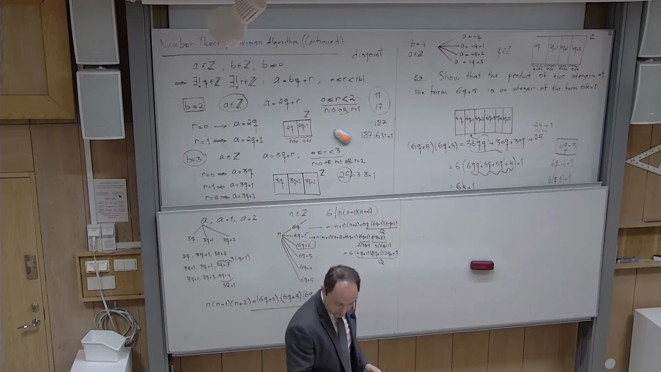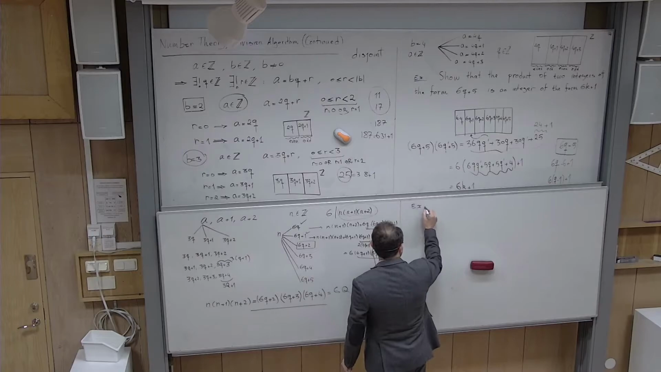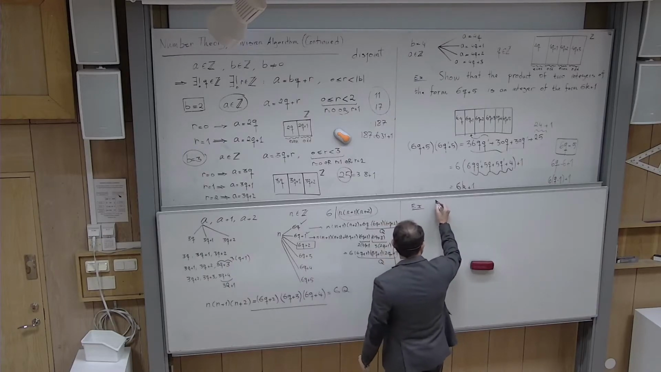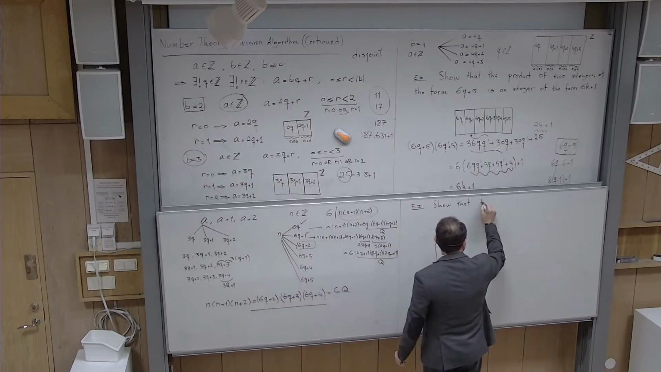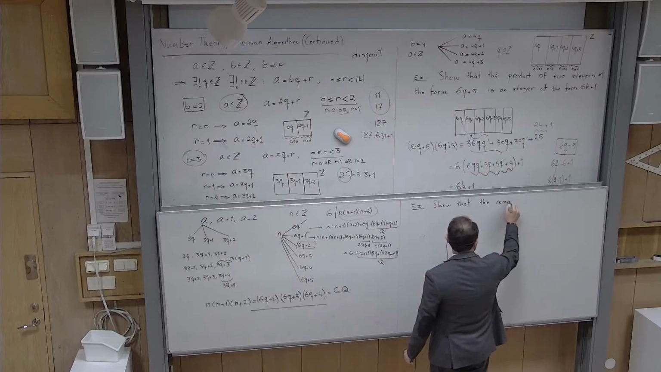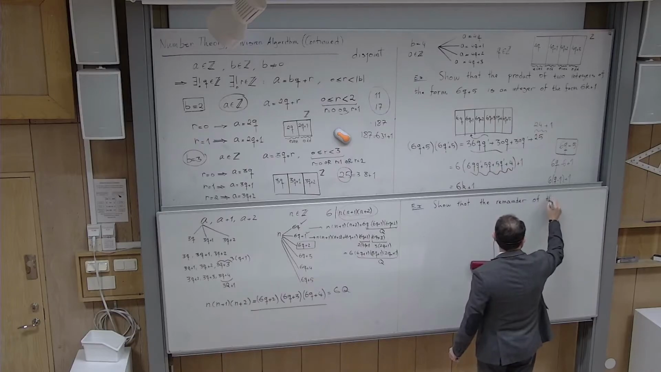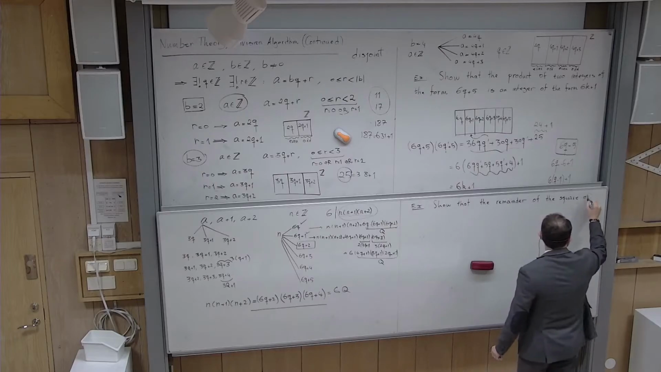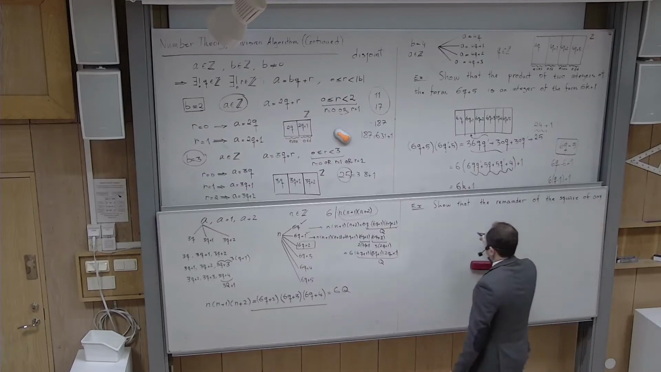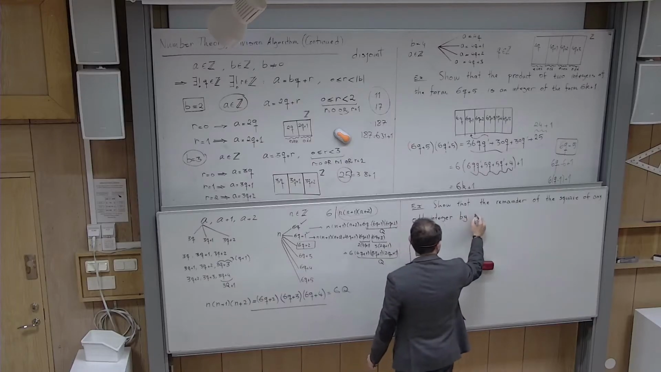So show that the remainder of the square of any odd integer divided by 8 is 1.